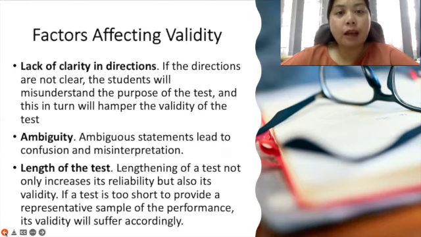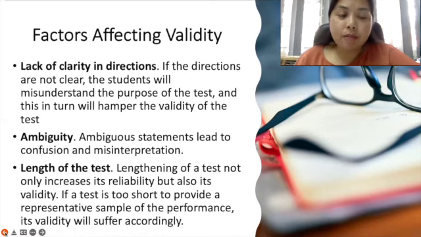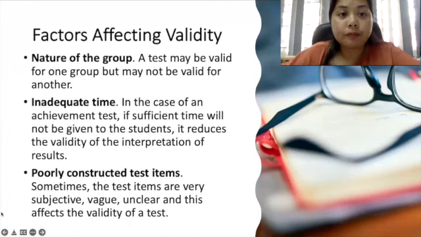I have here a list of factors affecting validity. First is lack of clarity in directions. Guys, if there is lack of clarity in directions, it may lead to misunderstanding and confusion among the students. The next one is ambiguity. Just the same, ambiguous statements lead to confusion and misinterpretation. The third one is length of the test. So lengthening of a test not only increases its reliability, but it also increases its validity. So if a test is too short to provide a representative sample of the performance, its validity will also suffer.